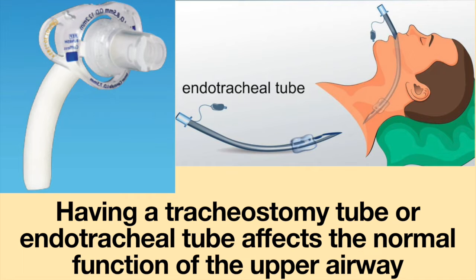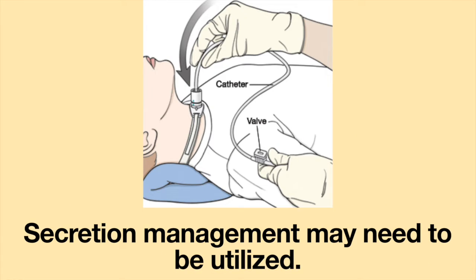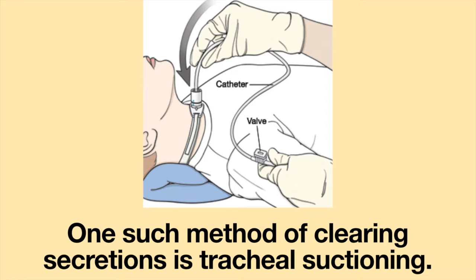Having a tracheostomy tube or endotracheal tube affects the normal function of the upper airway due to impairing the cough reflex, increasing mucus production, and impairing the actions of the cilia. Secretion management may need to be utilized. One such method of clearing secretions is tracheal suctioning.